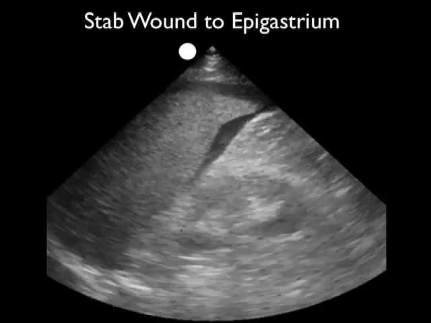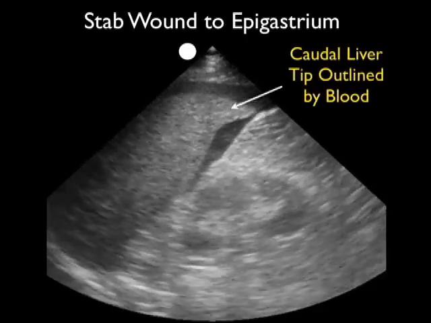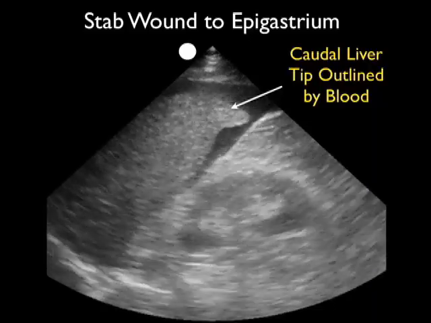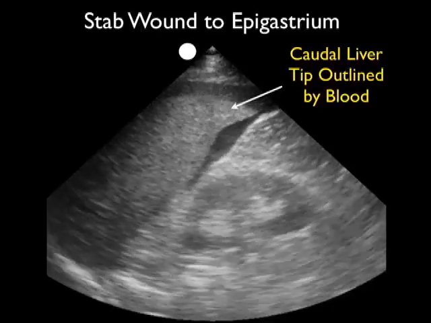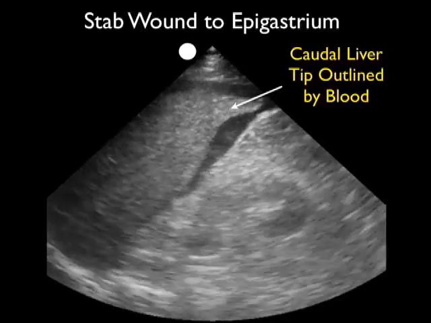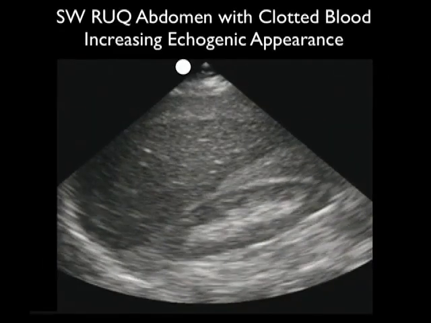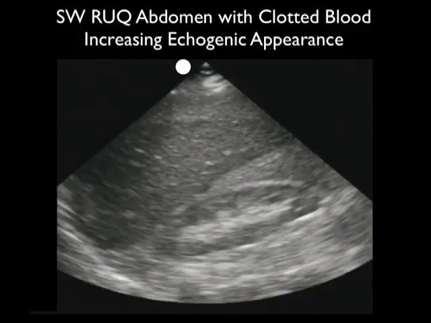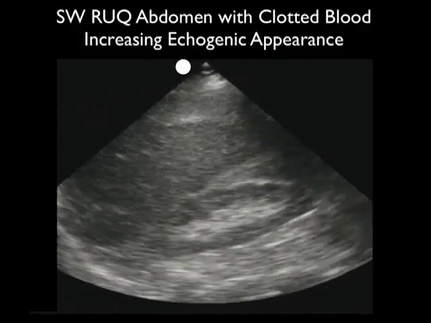And here we can actually see the caudal tip of the liver waving around in all the fresh fluid, in this case blood. I obtained this view by moving the probe one intercostal space inferior from the last view to well delineate that caudal tip of the liver, which we can see here moving around in all the fresh fluid. In the last few video clips, the appearance of fresh fluid on bedside sonography was dark or anechoic. However, as blood clots, it can take on a more echogenic or lighter appearance.